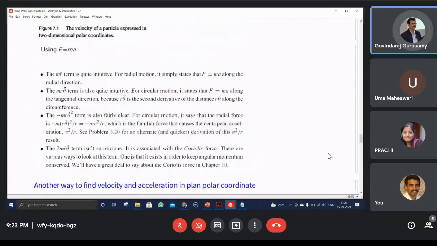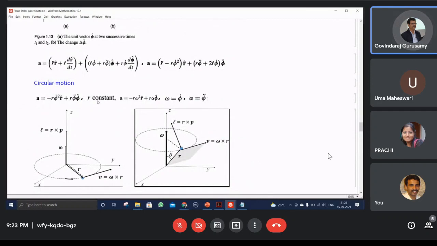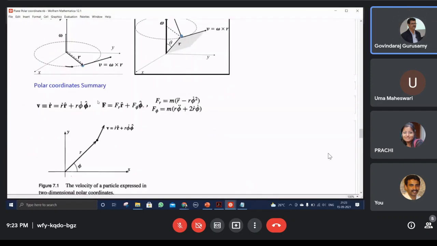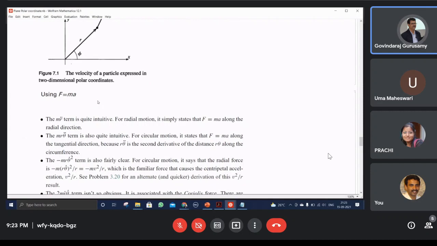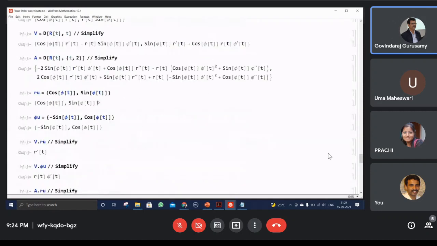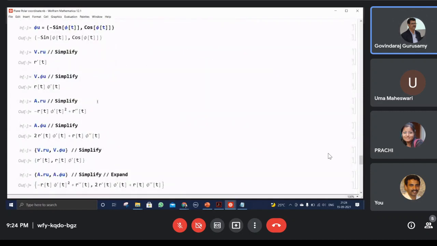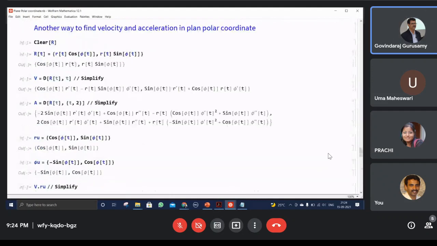Now, as I said, we have r cap and theta cap. If I treat them as time dependent, I have the complete understanding of the velocity and acceleration of the polar coordinate system. I'm going to directly take the position vector, in which the caps are represented, and r is a function of time. This is the so-called vector, which is a function of time.